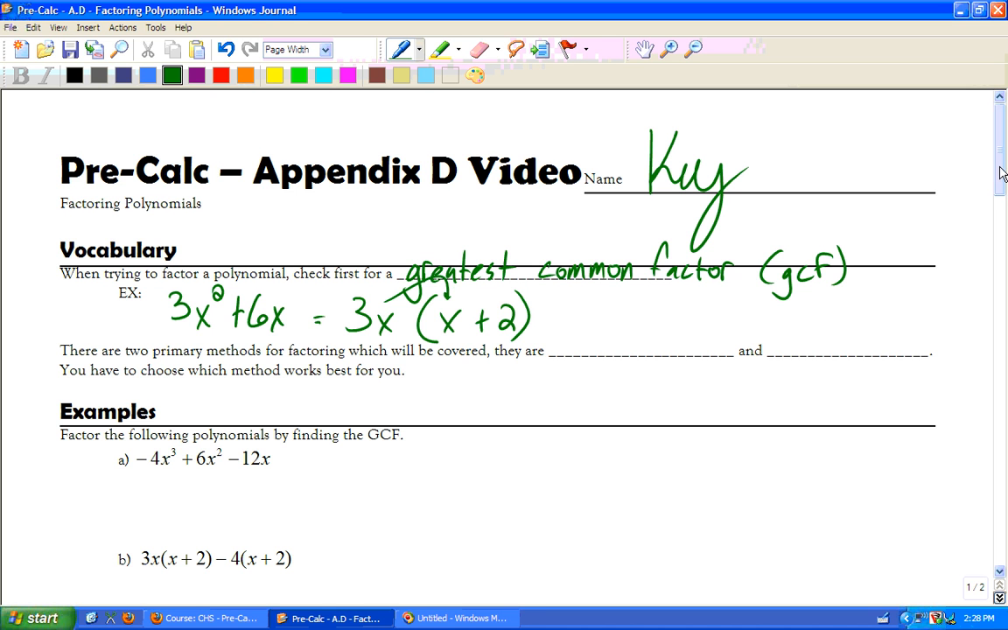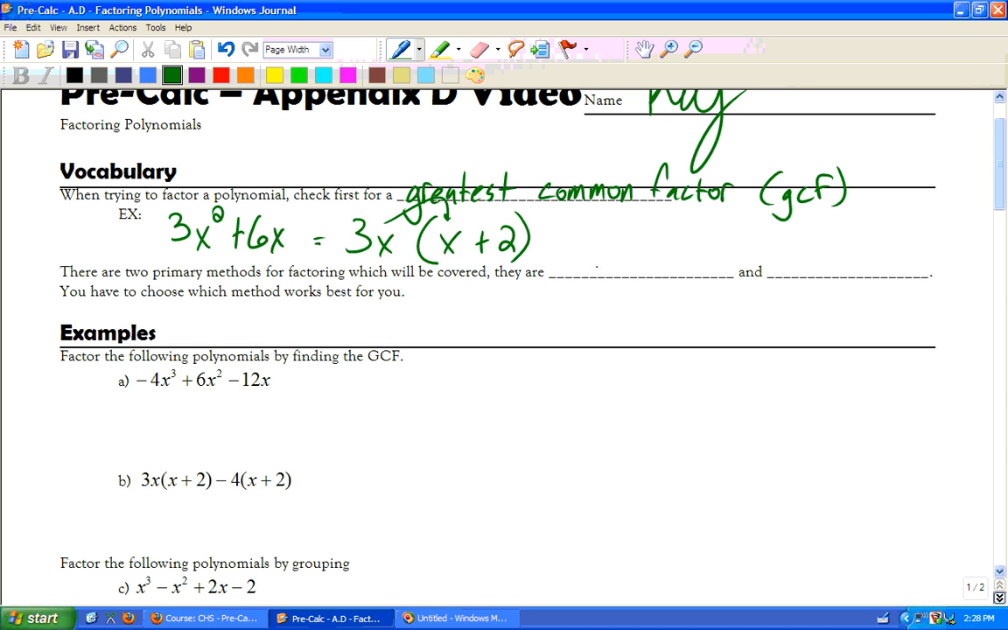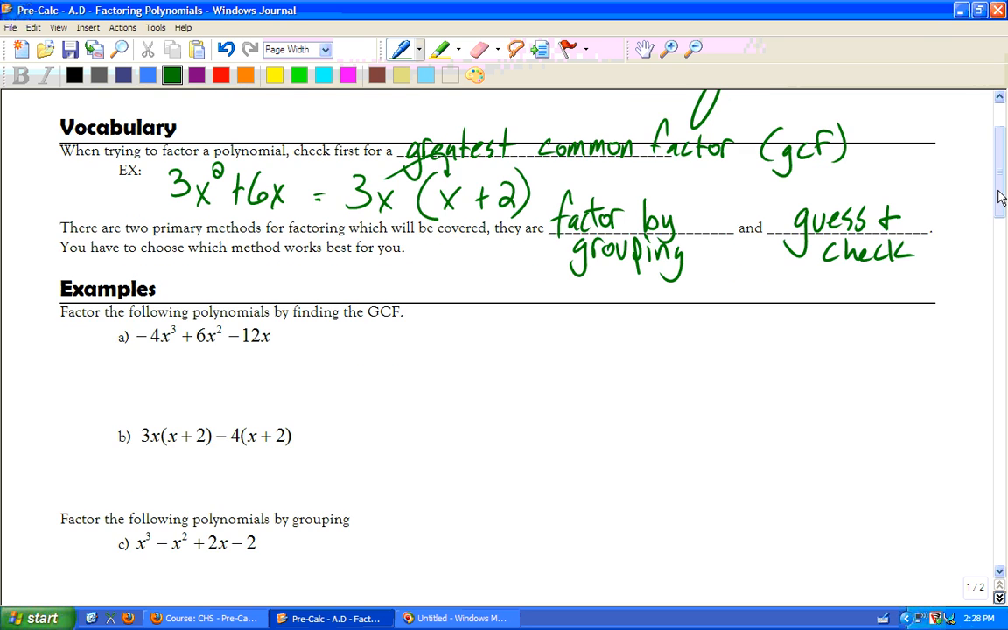There are two primary types of factoring methods which we're going to cover today. The first is factoring by grouping, and the second is factoring using guess and check. You're going to have to decide which method you like the best. We'll go over both types of methods, but once again, you're going to have to decide which one you like the most.